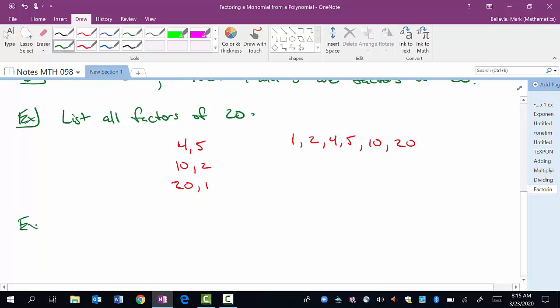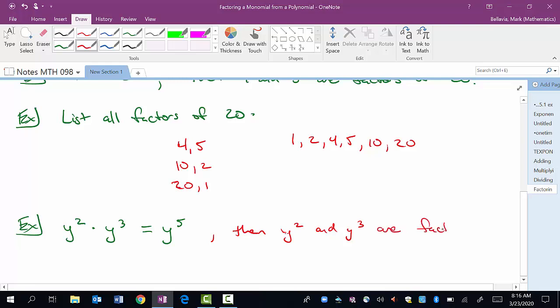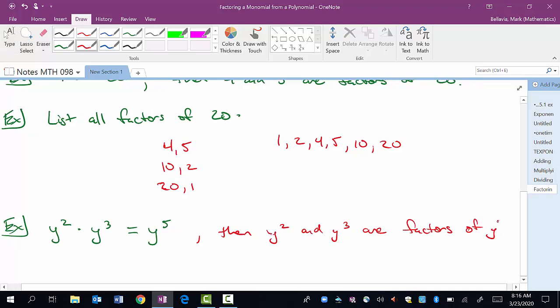For a variable, we also can talk about factors. For example, if I said I had y to the second power times y to the third power, I know that should equal y to the fifth power, remember, when you multiply things with the same base, you add their exponents. But that gives me some information. If these two things multiply together to give me y to the fifth, then I could say y to the second and y to the third are factors of y to the fifth.